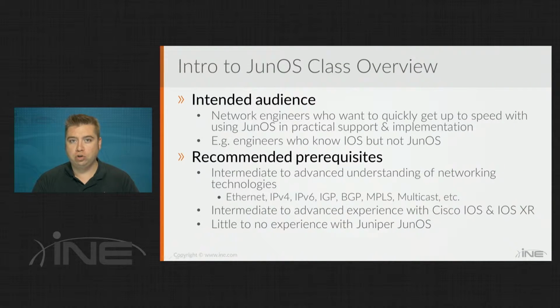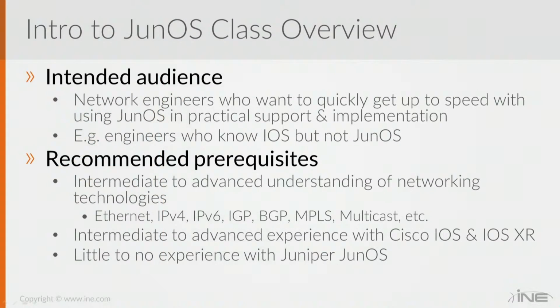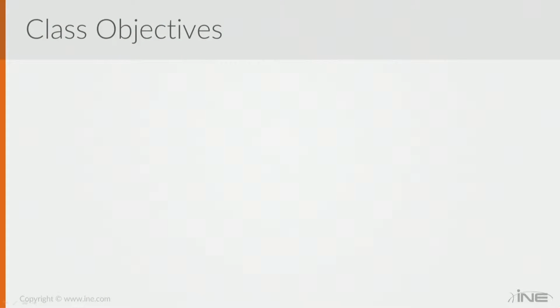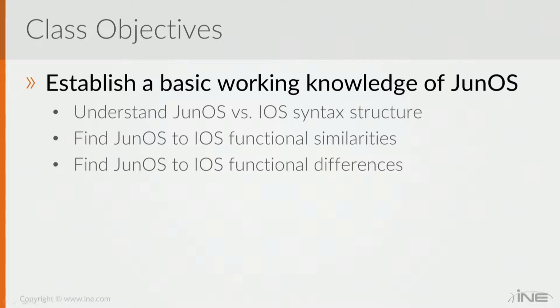If you've never used JunOS before, then you're fine. We don't expect you to have any previous knowledge of how Juniper does its implementations. Basically, we're going to be starting from scratch, looking at the differences between the specific CLI syntax in Juniper JunOS versus Cisco's IOS. So the ultimate goal of this class is for everyone to get a basic working knowledge of JunOS.